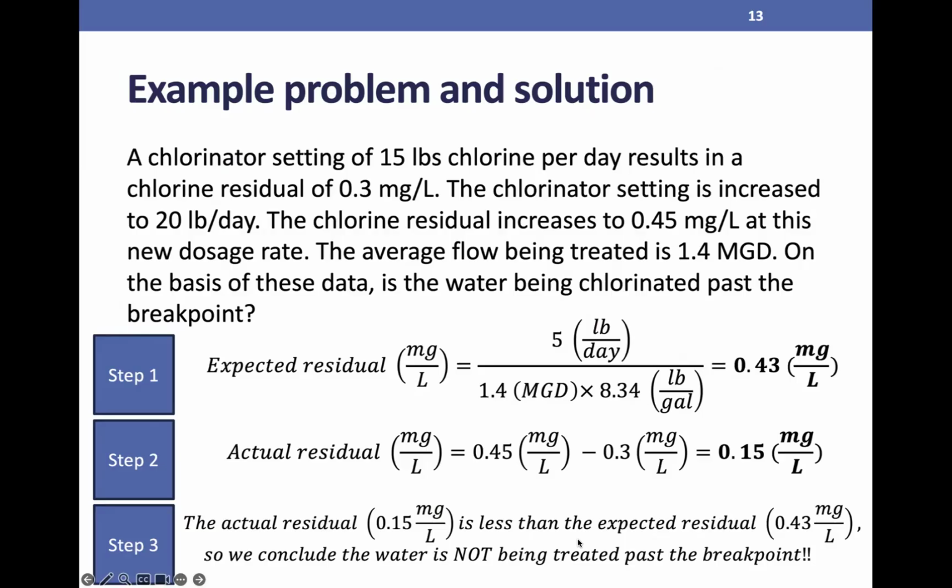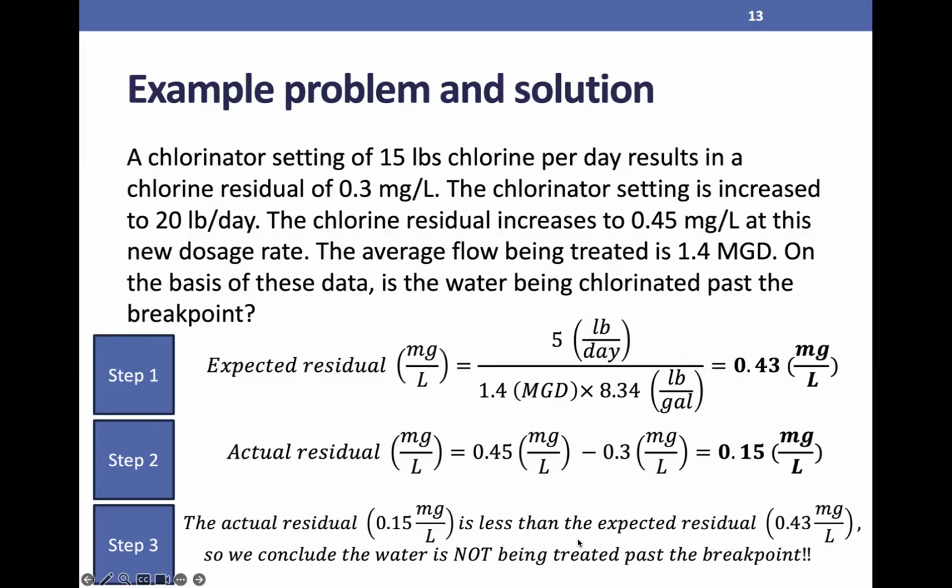First, we calculate the expected residual, which is the increase in chlorine of 5 pounds per day divided by the flow of 1.4 million gallons per day times the number of pounds of water per gallon, 8.34 pounds per gallon. This gives us an expected residual of 0.43 milligrams per liter of chlorine.